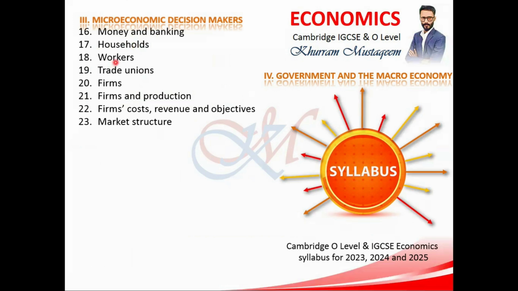Workers are the people who present themselves to work in any particular organization. Sometimes they organize and form a trade union. When they become a trade union, they bargain with the producer about their goods and services and their salaries.